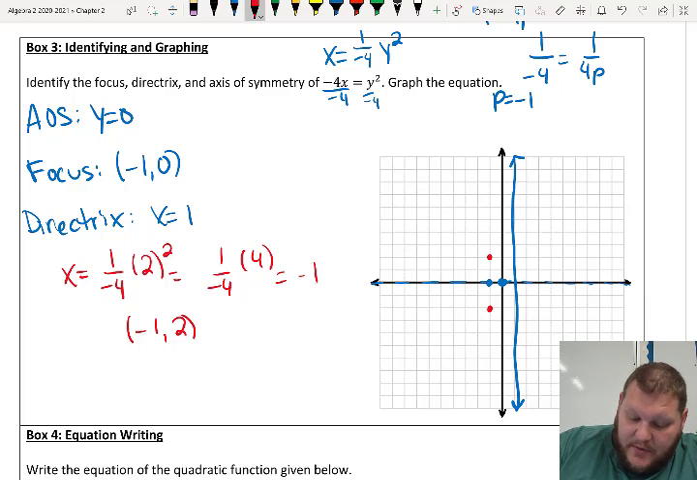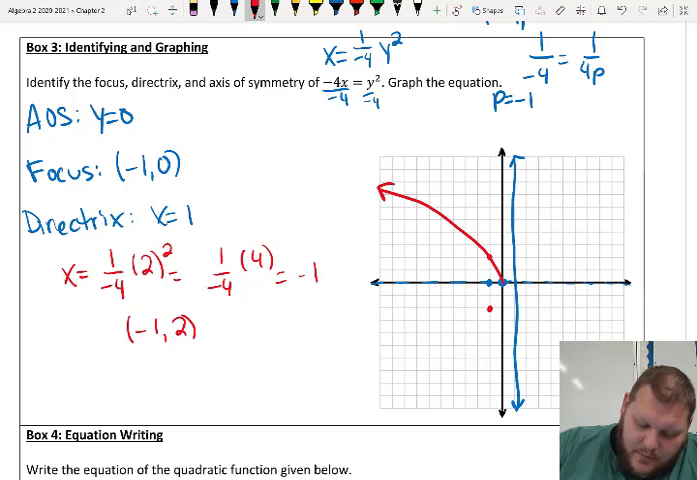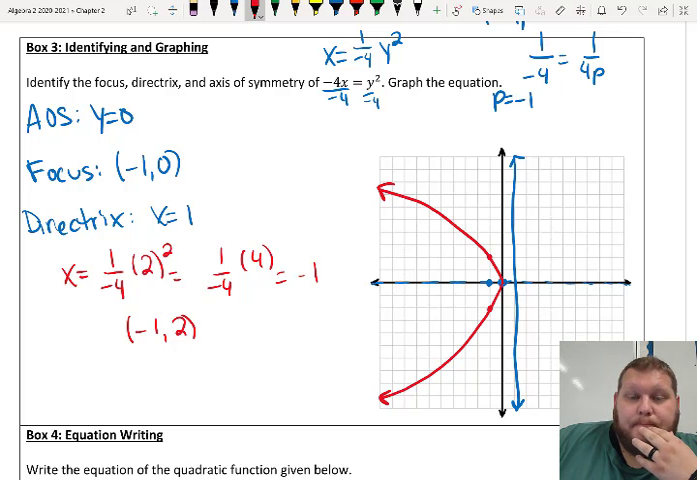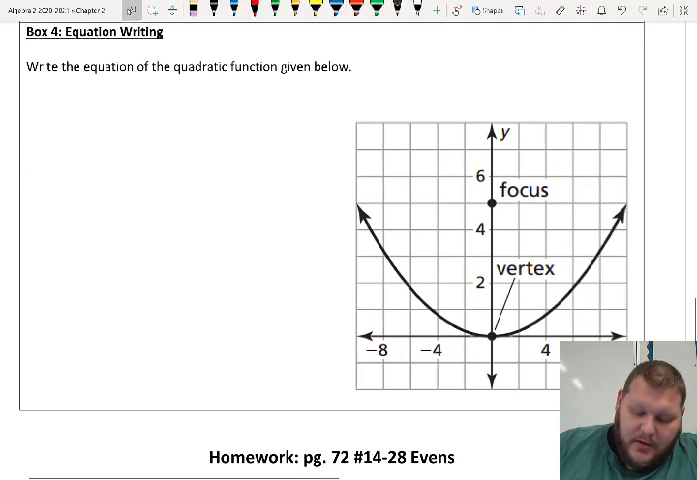But now that I have those 2 points, I go through my vertex, I go through the 2 points that I just figured out, and we're good to go. That's graphing it. Okay, so box 4, writing your equation.